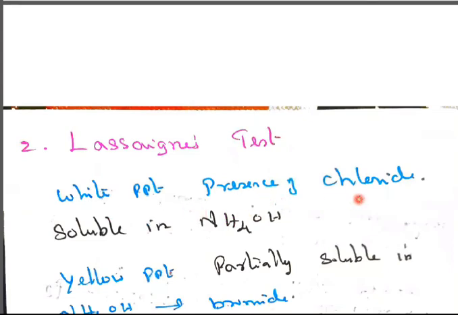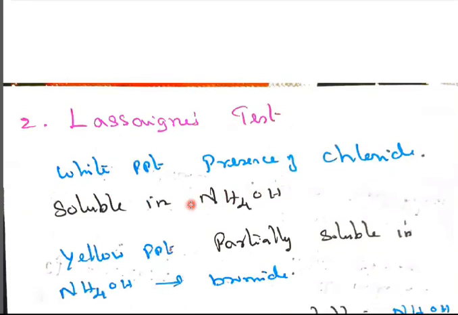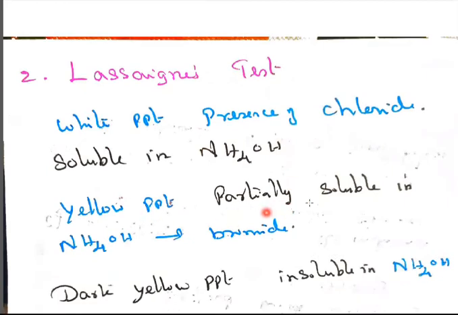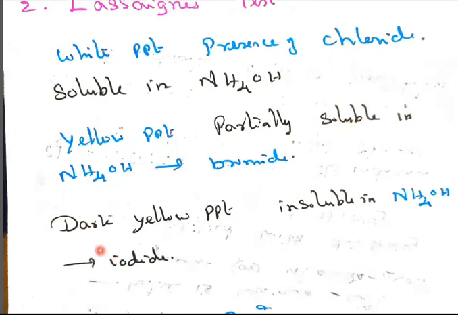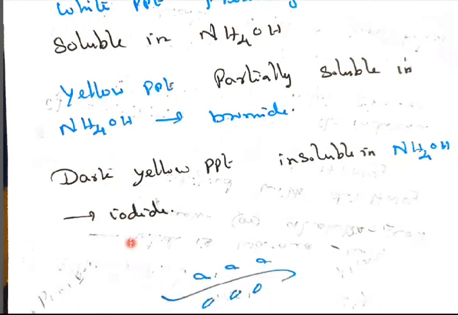Then Lassaigne's test. In this, a white precipitate in the presence of chloride is soluble in ammonium hydroxide, and the yellow precipitate, partially soluble in ammonium hydroxide, is bromide, and a dark yellow precipitate is iodine. So a white precipitate for chlorine, a yellow precipitate for bromine, and a dark yellow precipitate for iodine.